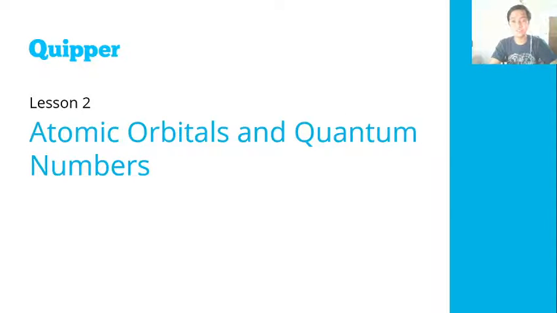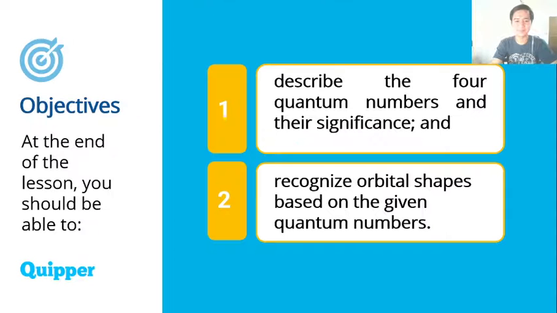Good day. Today's topic is all about atomic orbitals and quantum numbers. So at the end of this lesson, you should be able to first describe the four quantum numbers and their significance and recognize orbital shapes based on the given quantum numbers.